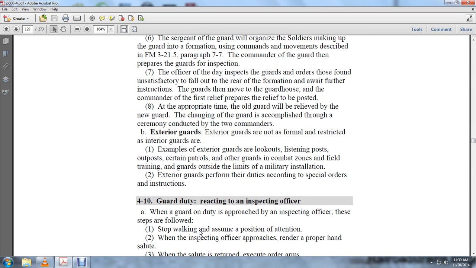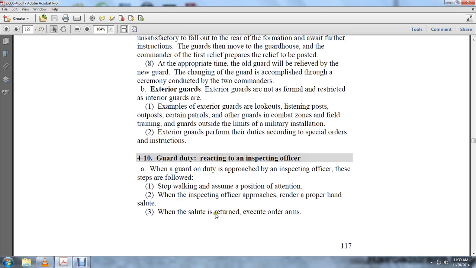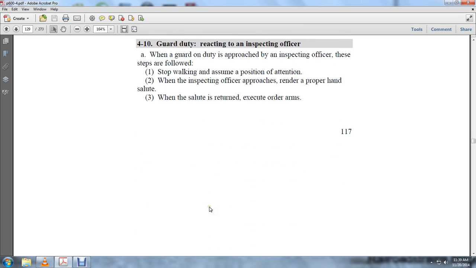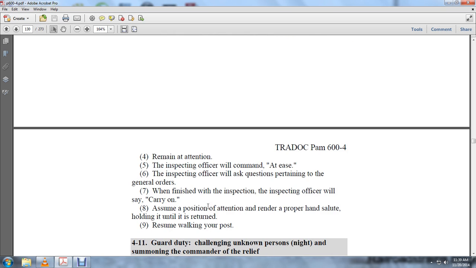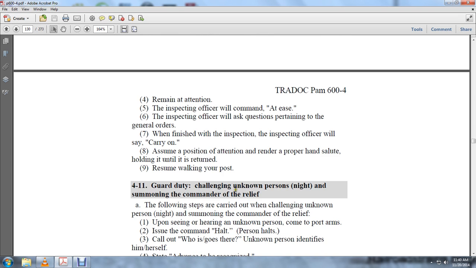4.10, guard duty, reacting to the inspecting officer. When a guard approaches the inspecting officer, these steps are followed. Stop walking and assume the position of attention while the inspecting officer approaches. Render the proper hand salute and hold it until the salute is returned. Arms remain at attention. The inspecting officer will command at ease and question you pertaining to the general orders. When finished, the inspecting officer will command carry on. Assume the position of attention, render the proper hand salute, hold it until it is returned, and resume walking your post.